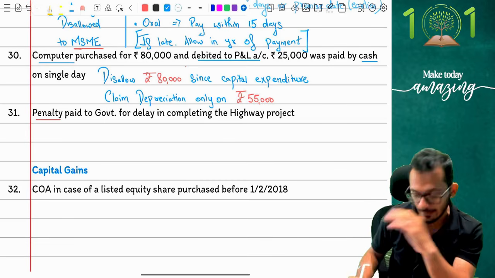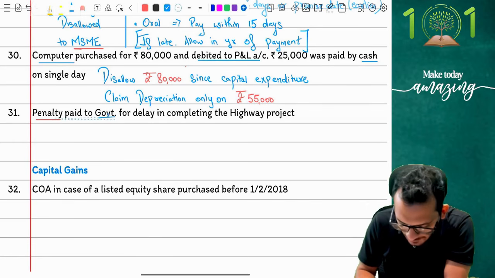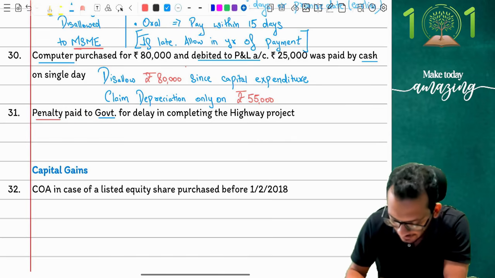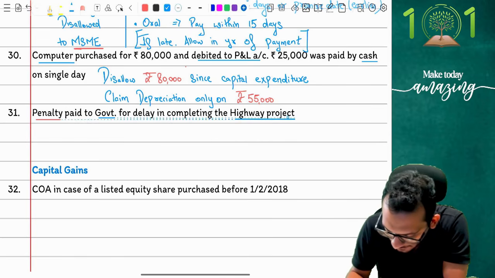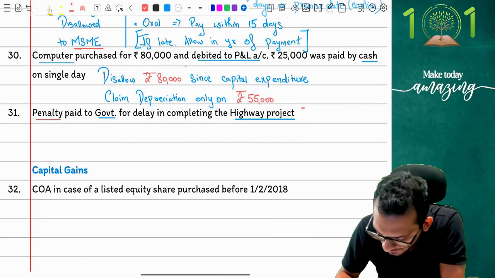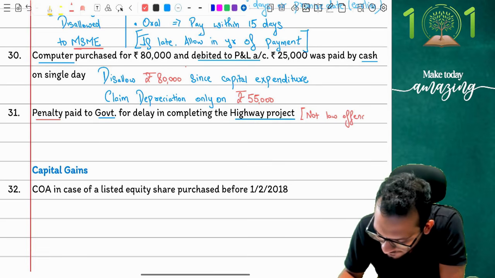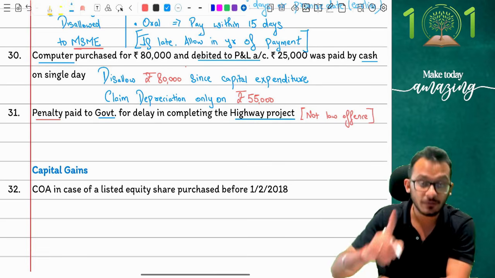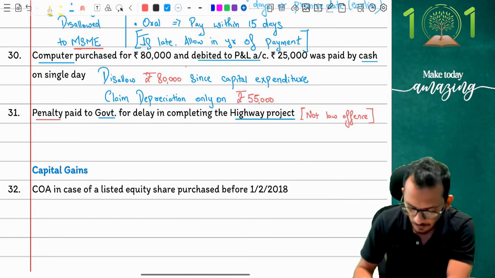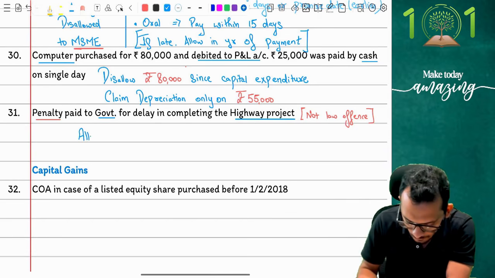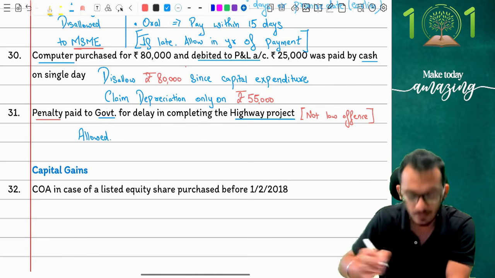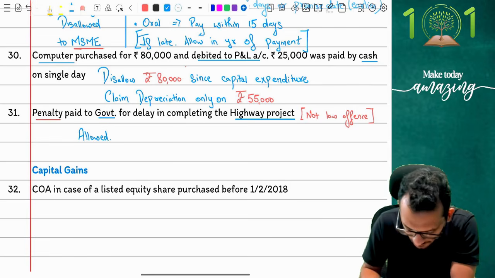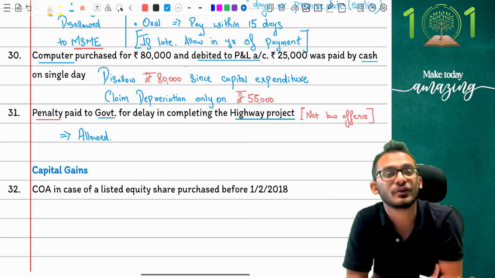Yes, the penalty is being paid to government. But the fact is, it is for a delay in completing a highway project. Delay in completing a highway project is not a law offense. You can only disallow a penalty when it is a penalty for an offense of law. Since there is no offense of law here, this is allowed. Nothing can be done. This is the final answer for you to keep in mind.